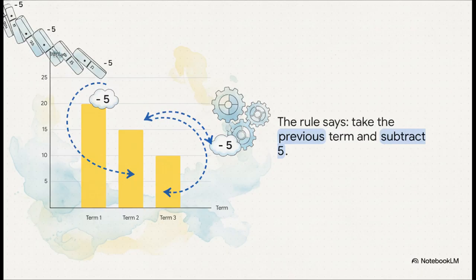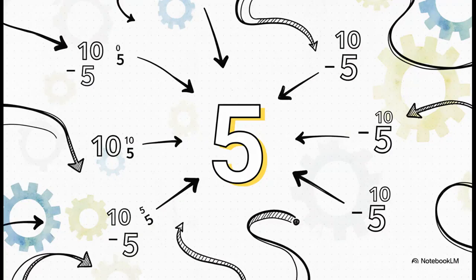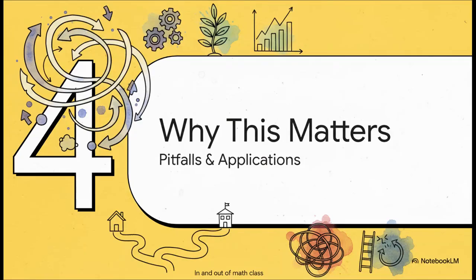You see how it works? And here's the final move. We take our third term, 10, follow that rule one last time, and subtract 5. And our fourth term is 5. See? It's just simple, step-by-step logic. So, why does any of this matter? What's the point? Let's take a look at a couple of common pitfalls, and then see how this whole idea actually shows up in the real world.